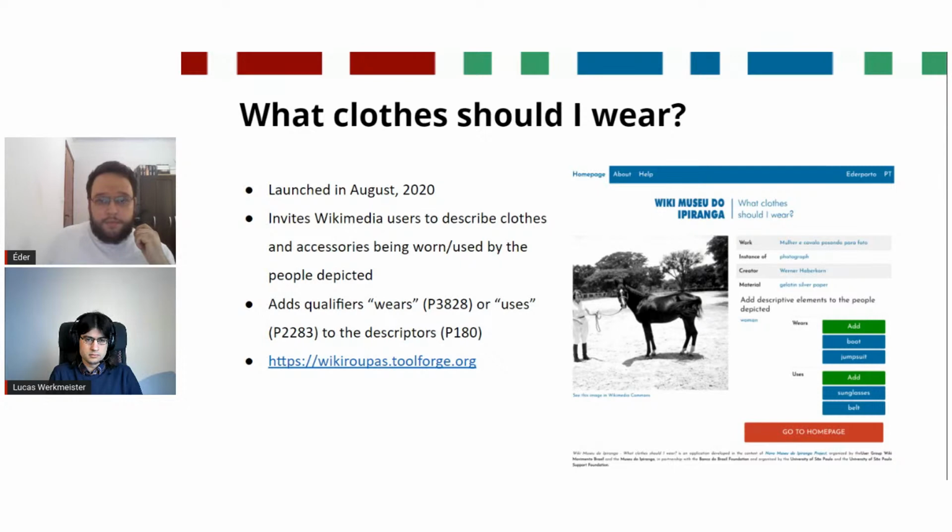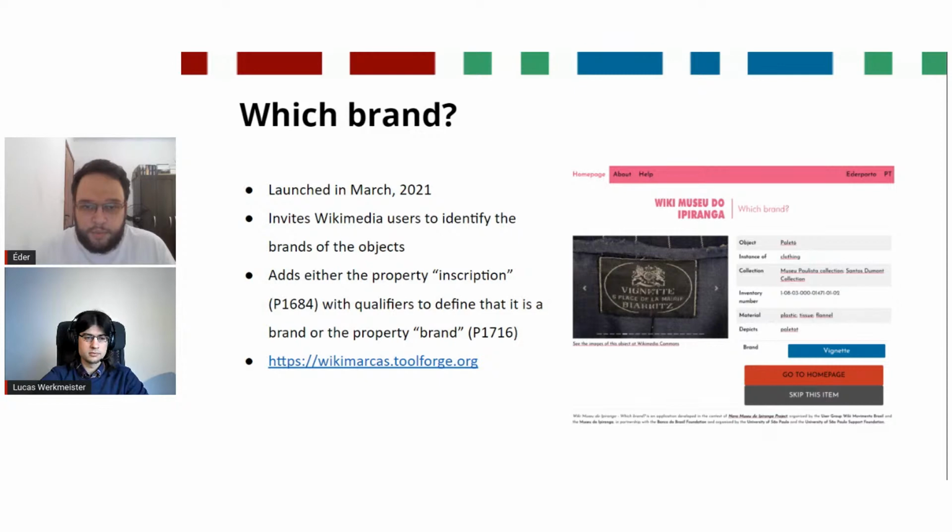The third application is the first application that we built this year. It was launched last month, in March 2021, and invites Wikimedia users to identify the brands of the objects. So not the brands depicted, but the brands of the object. The first two applications were brought to all the collection items. These next tools are focused on the objects. So this is a paletó, a blazer, like a blazer.